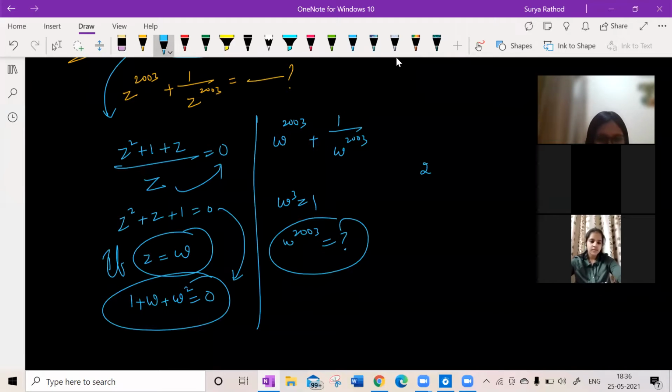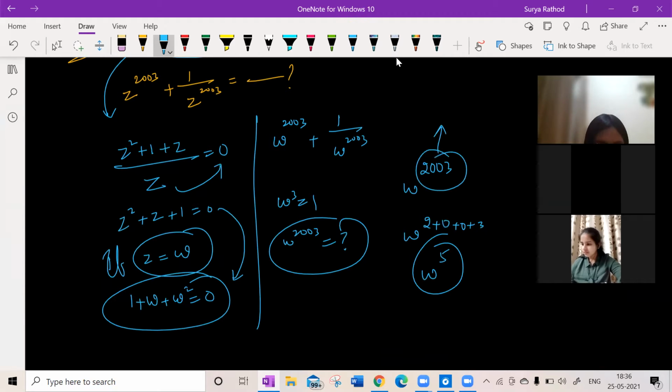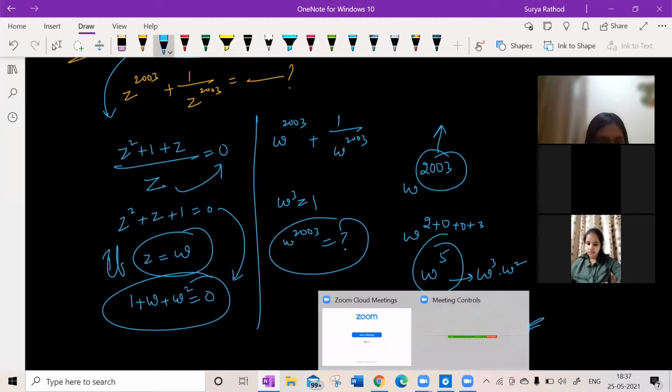I'll tell you simply. See here, I'm telling you the shortcut. Omega to the power of 2003 can be calculated as you just add all the digits: 2 plus 0 plus 0 plus 3. What am I getting here? 5. So I can write this as omega power of 5. Omega power of 5 can be written as omega cube into omega square. Omega cube is 1, into omega square. So omega to the power of 2003 is omega square. Getting my point?